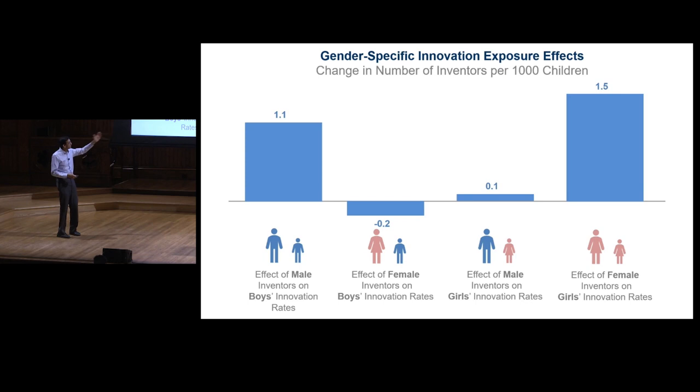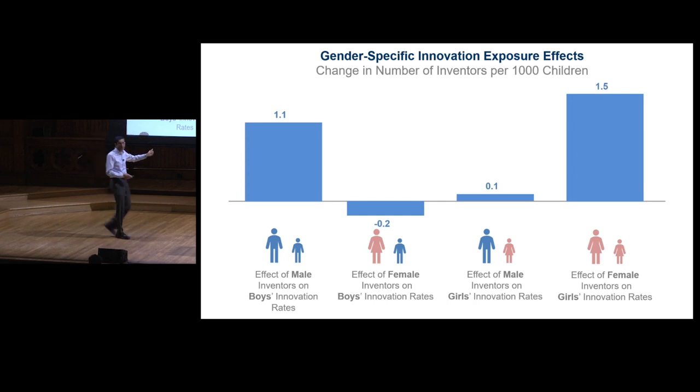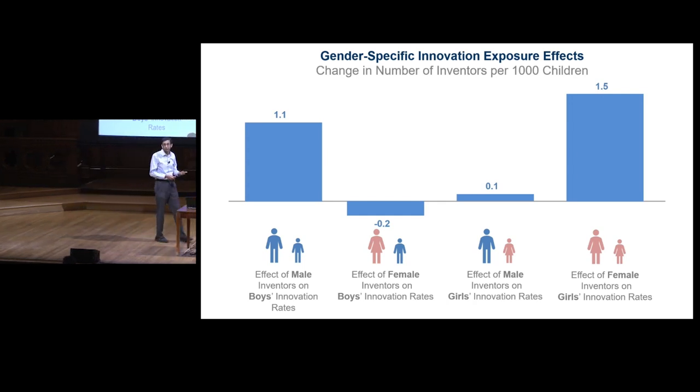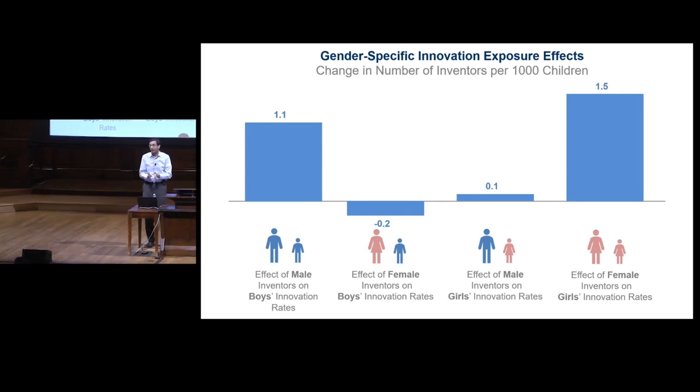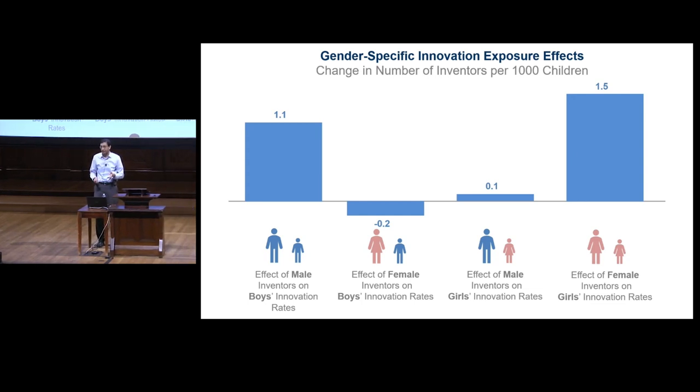And then if you look at the data for women, you see the exact converse, right? So girls, if they grow up in an area with many male inventors as opposed to relatively few male inventors, there's no impact at all. If they grow up in an area with many female inventors, they're much more likely to become inventors than if they grew up in an area with very few female inventors. So these impacts are gender specific, okay?